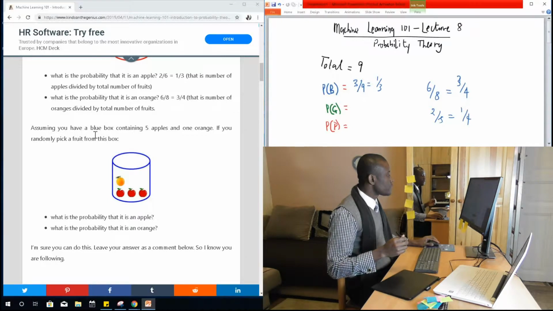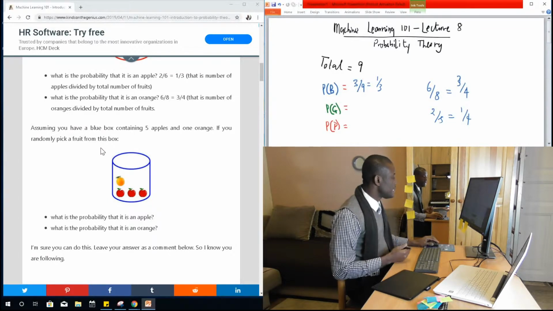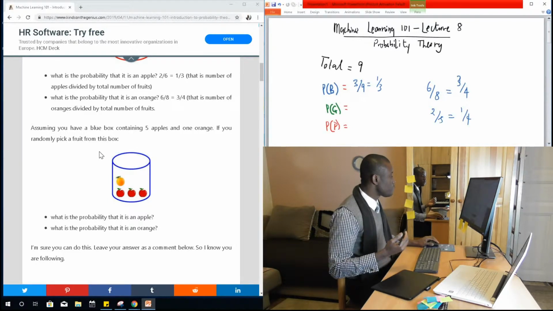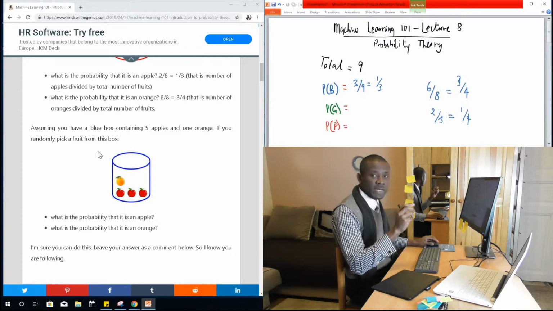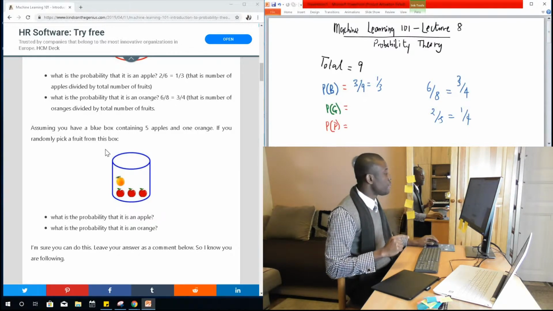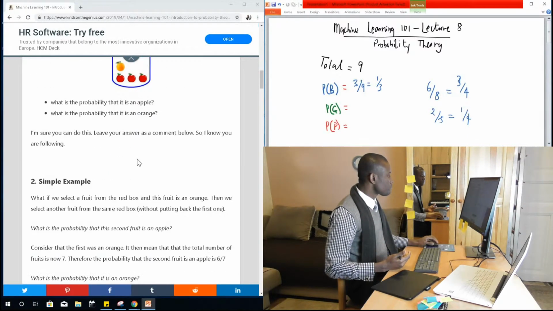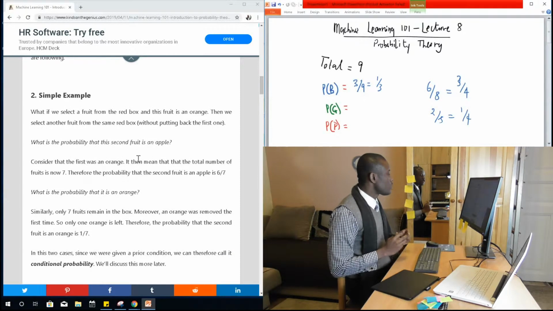Assuming you pick a blue box containing, is it 5 apples and 1 orange? So containing 3 apples and 1 orange. If you randomly pick a fruit from this box, what is the probability that it is an apple and the probability that it is an orange? Again, you say the number of items divided by the total number of fruits in the box. Alright, let's now go a little further.